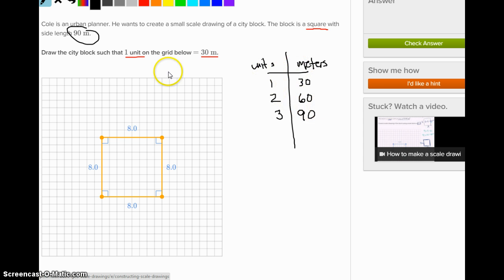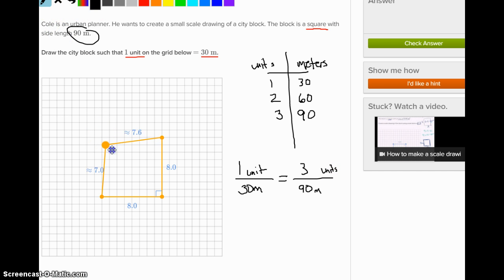This is the idea behind these scales, proportional relationships. 1 unit, 30 meters. Every unit is 30 meters. Now I can solve this with a proportion, since it's a proportional relationship. If I know every unit is 30 meters, and I'm looking for a total of 90 meters, then I can solve this proportion here and get the same thing. 90 times 1 divided by 30, I get 3 units.